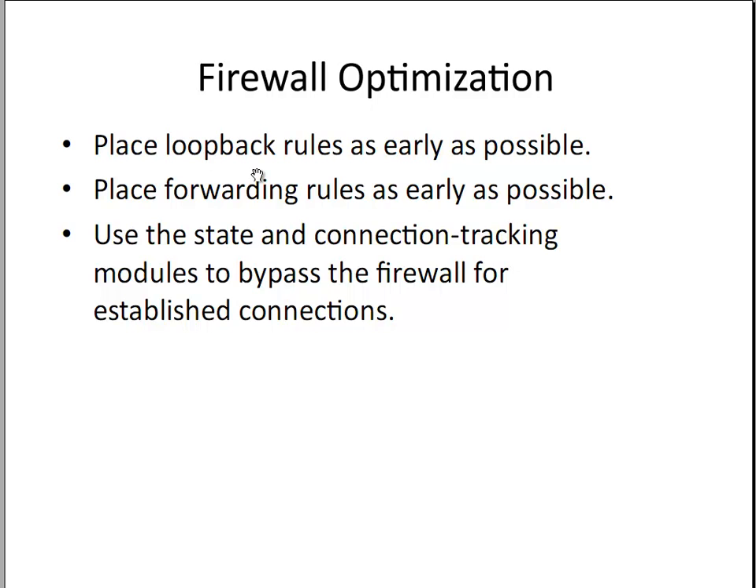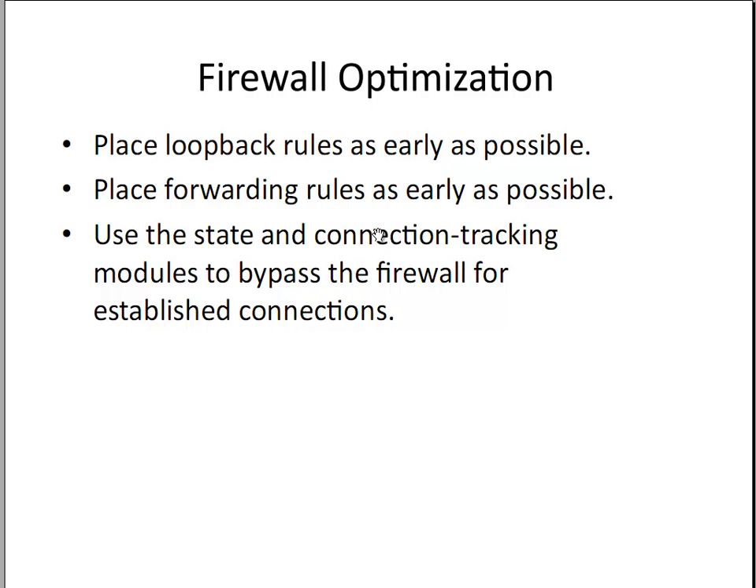So we want to place the loopback rules as early as possible, as we did previously. We want to place forwarding rules as well. In this instance, that would require 2 network interface cards. And we want to use the state and connection tracking, that is the stateful firewall rules modules, to bypass the firewall for established connections.